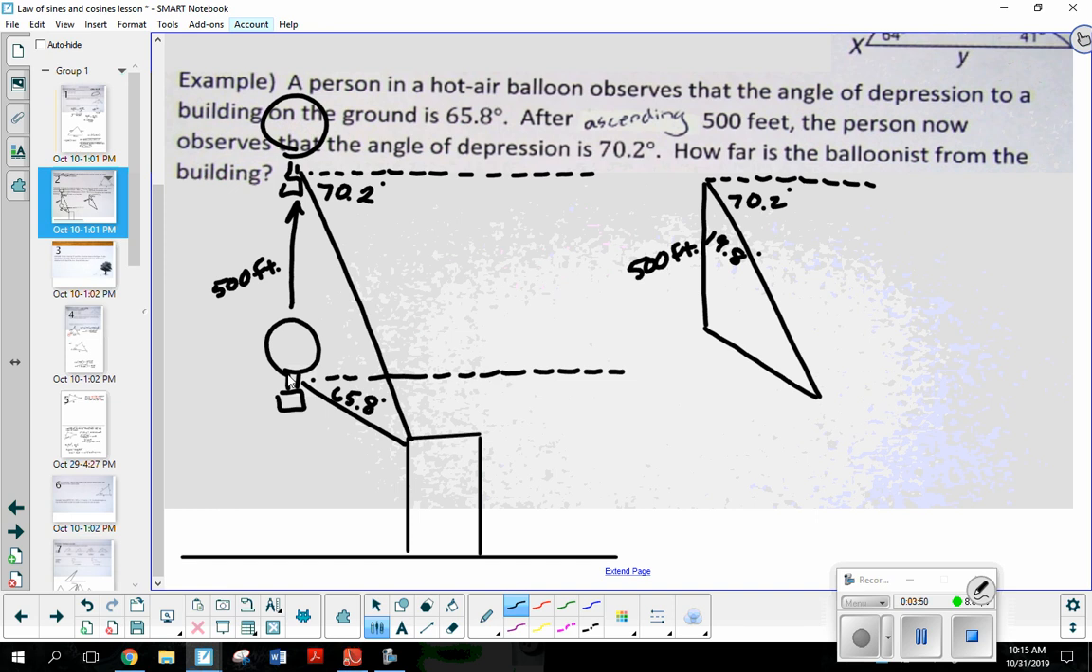Now, let me fill this in for just a minute. Here's where the balloon originally was. This was the person's original line of sight. So this was your 65.8 degrees. Well, we're going to say that the balloon went straight up so that it creates a right angle with the line of sight, because we're going to say the line of sight is parallel to the ground. So if we knew that this one portion was 65.8, and I know that's a right angle, well, what's the obtuse angle in that triangle?